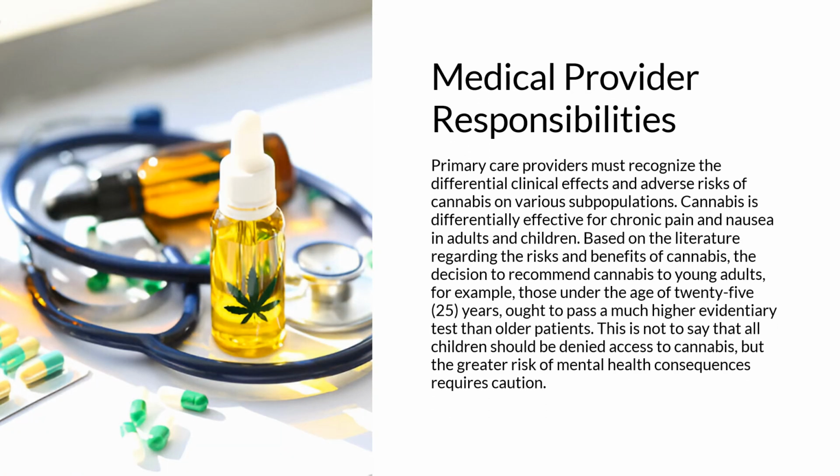Primary care providers must recognize the differential clinical effects and adverse risks of cannabis on various subpopulations. Cannabis is differentially effective for chronic pain and nausea in adults and children. Based on the literature regarding the risks and benefits of cannabis, the decision to recommend cannabis to young adults, for example, those under the age of 25 years, ought to pass a much higher evidentiary test than older patients. This is not to say that all children should be denied access to cannabis, but the greater risk of mental health consequences requires caution.